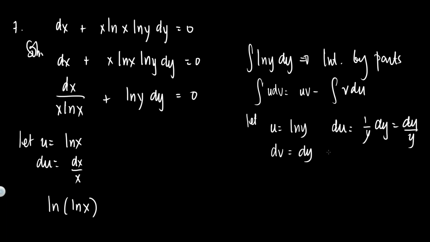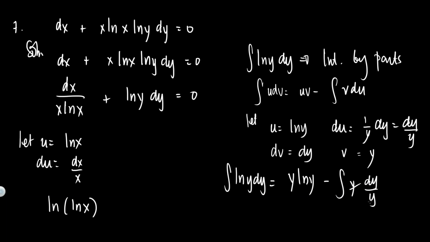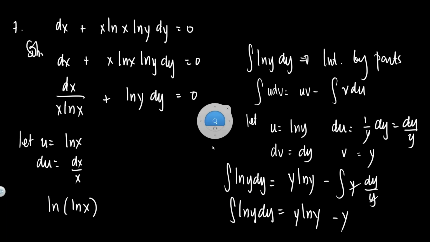Okay? Then, to get the v, integrate dv. So, v equals, integral of dy is y. So, meron na tayo dito, no? The integral of ln y dy equals uv. So, y times ln y. Then, minus the integral of v du. Then du is dy over y. Cancel lang yan, no? So, the integral of ln y dy equals y ln y minus y. Daming y, no? Anyways, solve na natin yan.